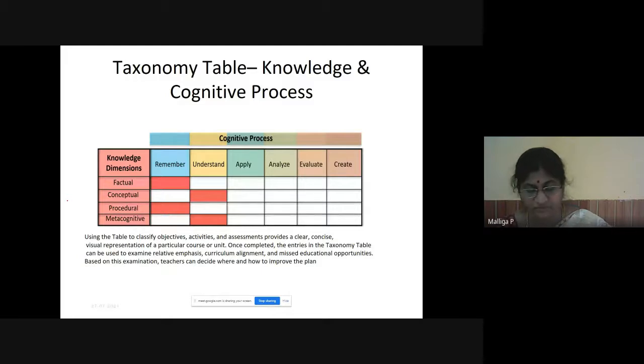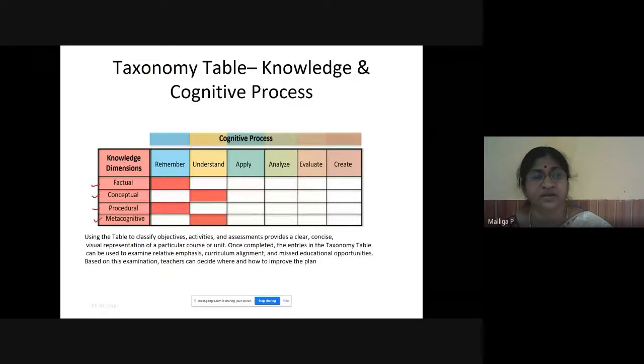So if you look into the revised Bloom's taxonomy, I said there are two dimensions. One is the knowledge dimension, another one is the cognitive process. When you say knowledge dimension, there are four things: factual knowledge, then conceptual knowledge, procedural knowledge, and then metacognitive knowledge.